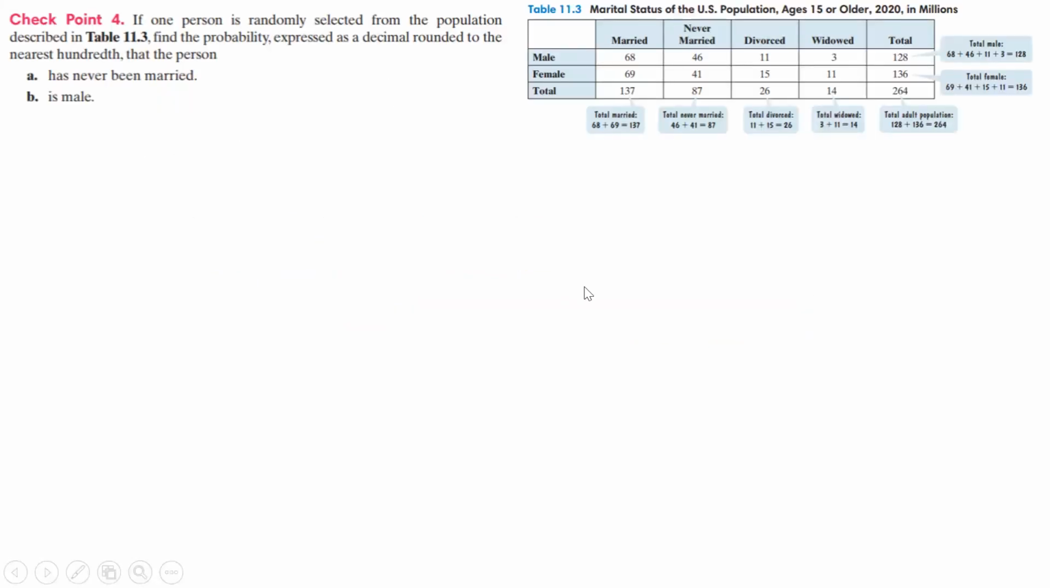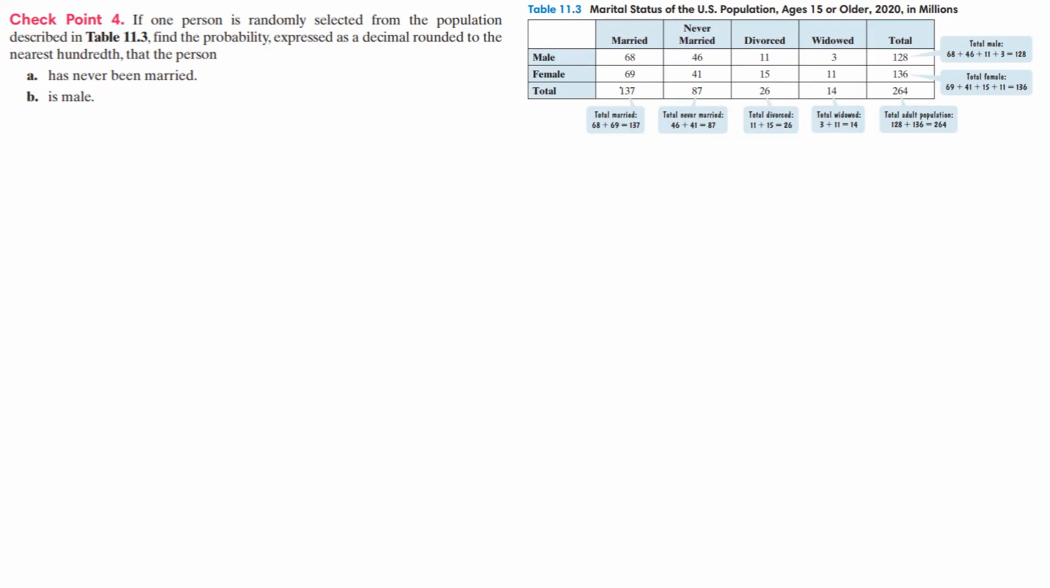All right, so we have to learn how to read a table. If we look at the table first, we have a married column, a never married column, a divorced column, a widowed column, and a total column. Across we have males, females, and total. Males that are married are 68. Males never married is 46, and then divorced and widowed, and then there's a total number of males. We just add across there and we get 128. Same thing for females. That's the number in each category and then their total number of females.